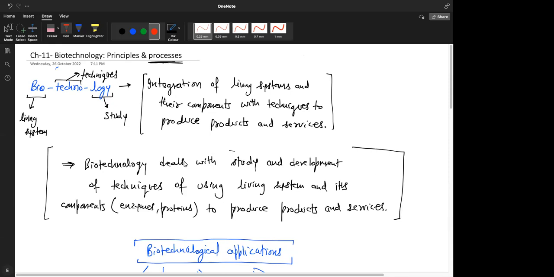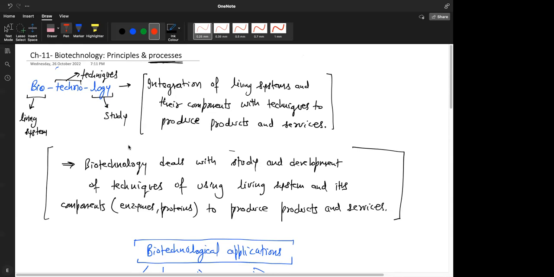Since bio means living system, techno means techniques, and logy means study, from the word itself we can conclude that biotechnology is the study of the integration of living systems and their components with techniques. Basically, bringing living systems and techniques, combining the bio and techno together, is the study of that area.